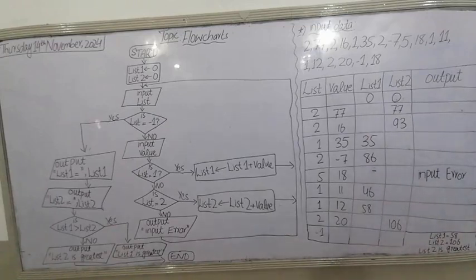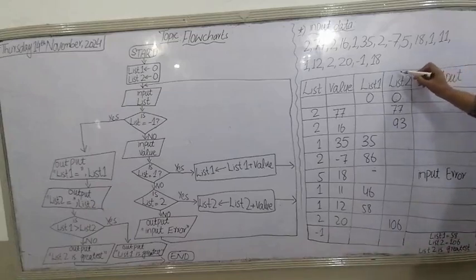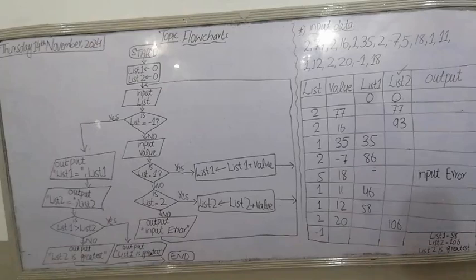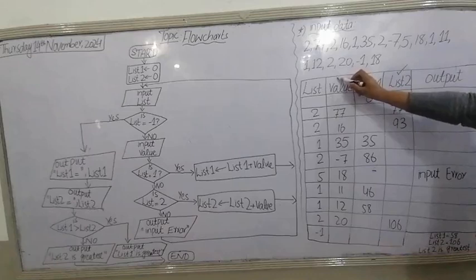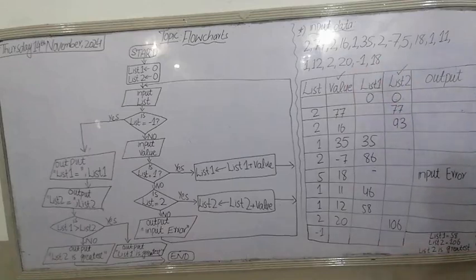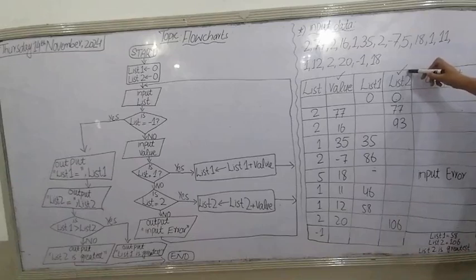List 2 plus value, and store the result in the variable list 2. It means, as you can see, this variable here, list 2. We are going to add the value stored in list 2 plus the digit stored in the variable called value. We will add both the digits and store the result again in the variable list 2.